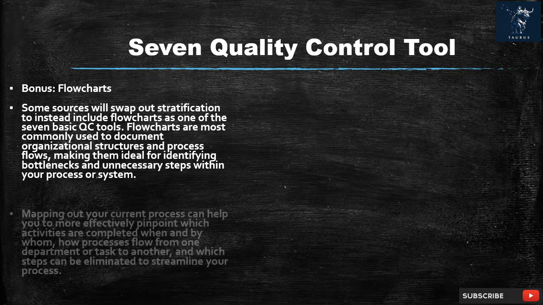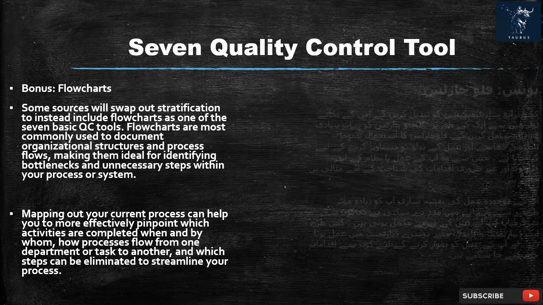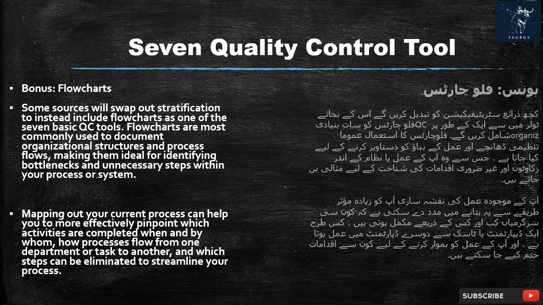Bonus: flowcharts. Some sources will swap out stratification to instead include flowcharts as one of the 7 basic QC tools. Flowcharts are most commonly used to document organizational structures and process flows, making them ideal for identifying bottlenecks and unnecessary steps within your process or system. Mapping out your current process can help you to more effectively pinpoint which activities are completed when and by whom, how processes flow from one department or task to another, and which steps can be eliminated to streamline your process.